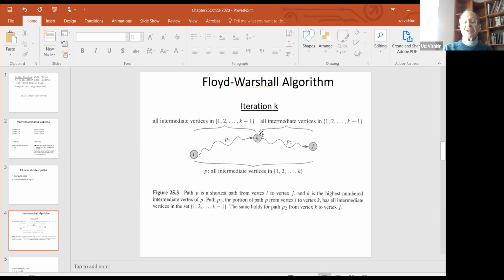So if I now consider also making a stop at k, using the knowledge I acquired before I started iteration k, I am in a position to enter the possibility of making a stop at vertex k. And that's the whole algorithm. So the whole algorithm is based on increasing the set of intermediate stops one by one. That's the whole algorithm.